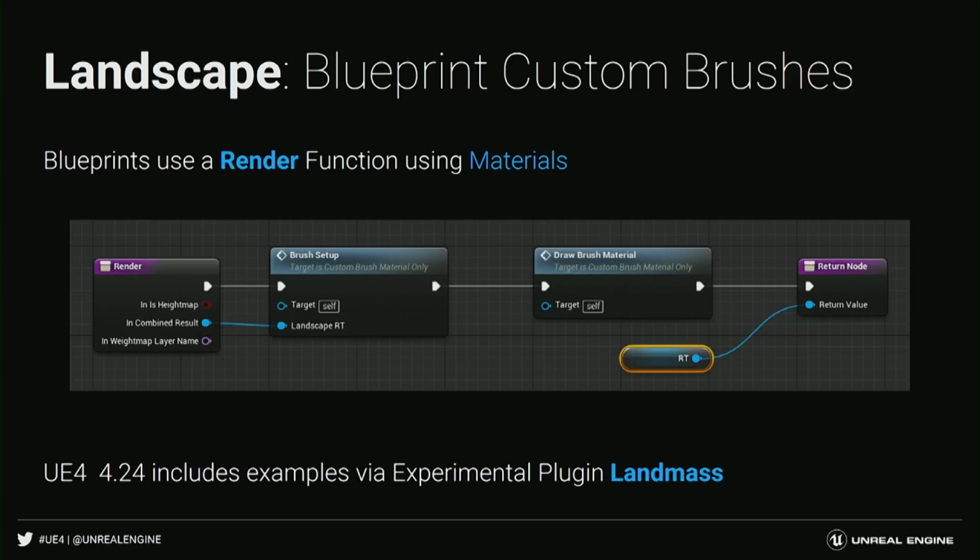And then in the blueprint, you basically take that and pass it to a material, access that in a material and do some changes, and pass the result back on the return of the render node. And that return render target is basically whatever will end up on landscape. So the best way to get an example of this is with 4.24 with the experimental plugin Landmass. So we'll be talking a little bit about some of the custom brushes that come with Landmass right now. And you can also get access to that on GitHub if you guys are set up for GitHub access for really early adopters, which I encourage.